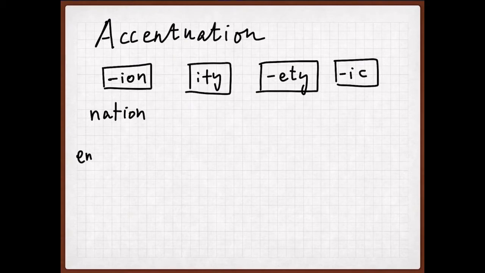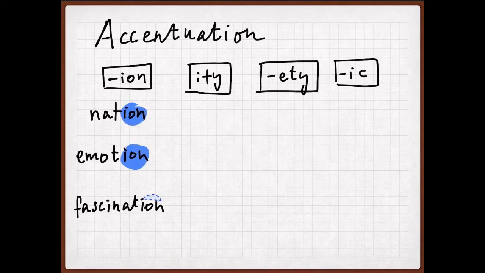A good example of that is the word nation. If I go for a slightly longer word, I have emotion. And then last but not least, I have a word like fascination. Now, each time I look at each of the suffixes, I go back one syllable, and that's where I will find the accentuation. So that means for each word, I'm going to accentuate that syllable just before. Nation, emotion, and of course, fascination.